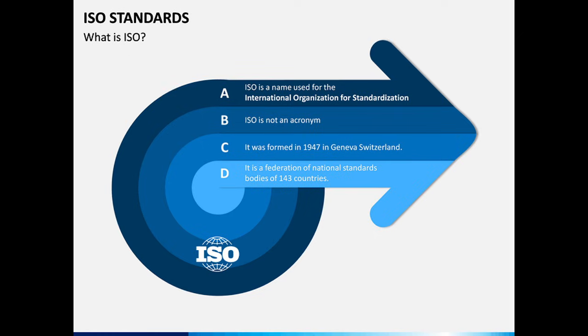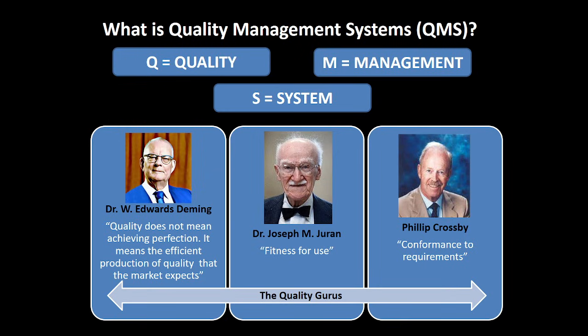We'll start by defining what ISO is. ISO is a name used for the International Organization for Standardization, and it is not an acronym. It was formed in 1947 in Geneva, Switzerland, and it is a federation of national standards bodies of 143 countries. We need to ask ourselves, what is quality management system? That's QMS. Q stands for quality, M management, and S systems.